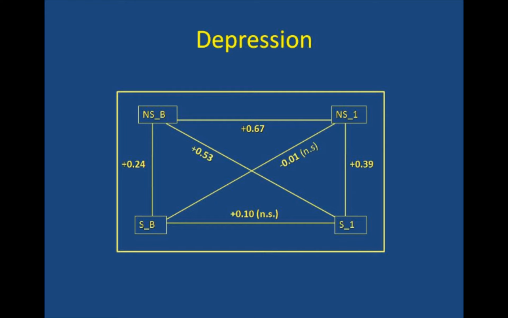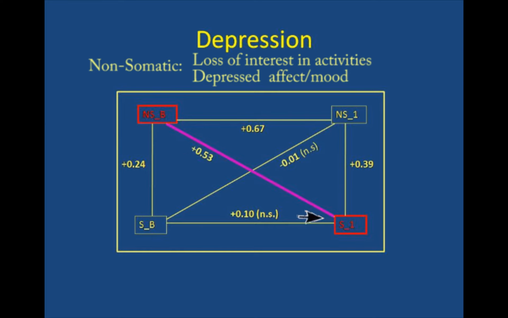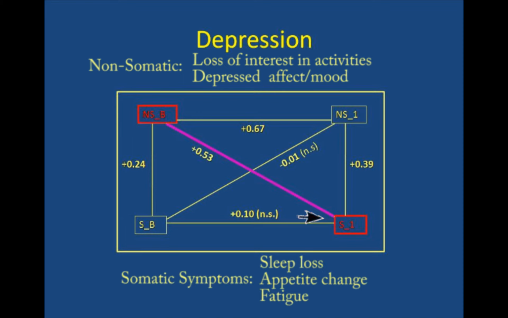Now the two diagonal lines are of great significance. The first diagonal line, going from the upper left-hand corner to the bottom right-hand corner, shows that the correlation is 0.53 between non-somatic items at baseline and somatic items at follow-up. What this means is that non-somatic items significantly predict endorsement of somatic complaints at 1 year follow-up. On the other hand, somatic items, the bottom left-hand corner, at baseline are essentially unrelated to non-somatic items at 1 year.